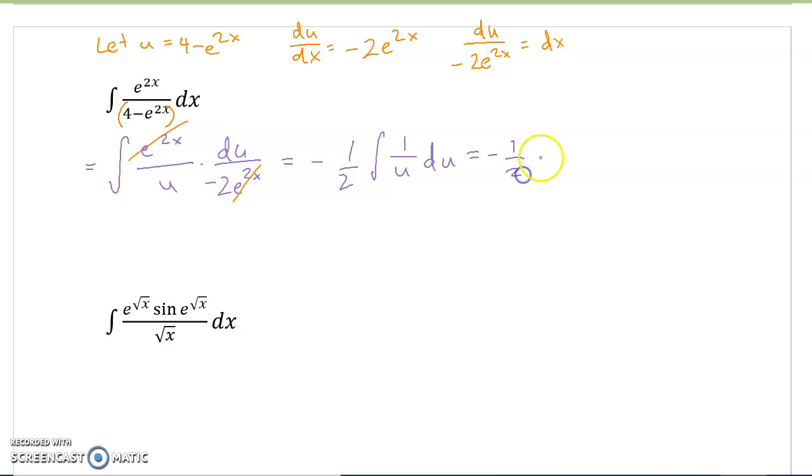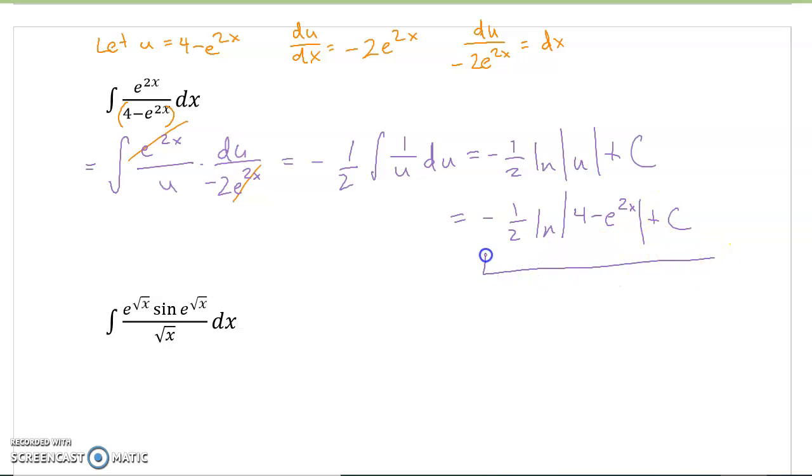So we should recognize this as the natural log of the absolute value. So when we sub back, we get 4 minus e to the 2x inside the absolute value bars. And don't forget, these are excellent, excellent, excellent problems to check using differentiation. It gives you that extra practice that you might need on taking derivatives, as well as checking your answer for the integral.